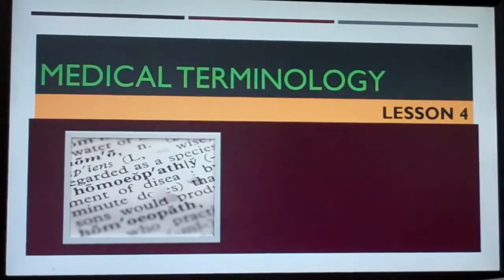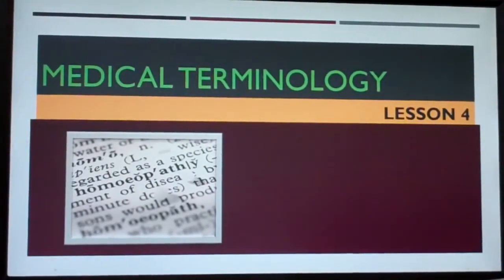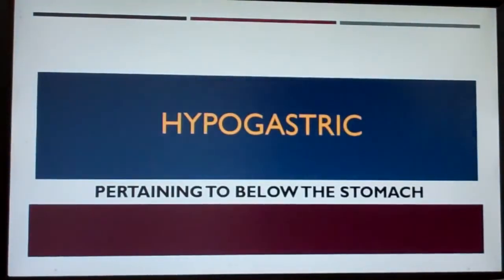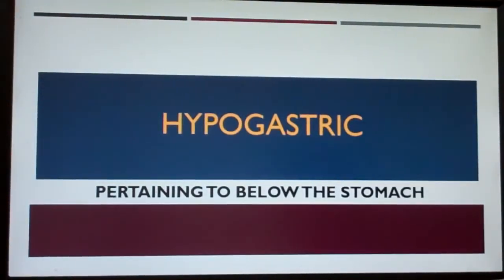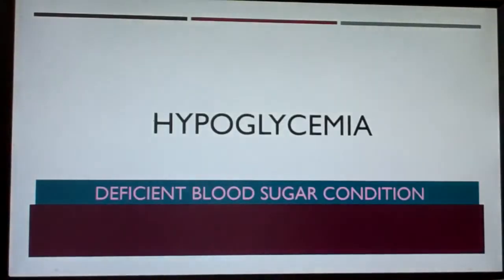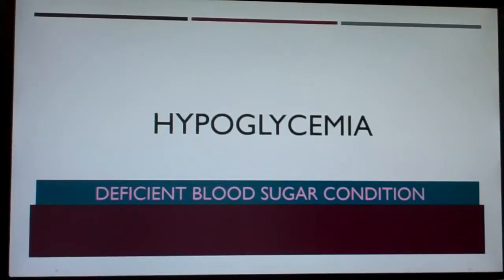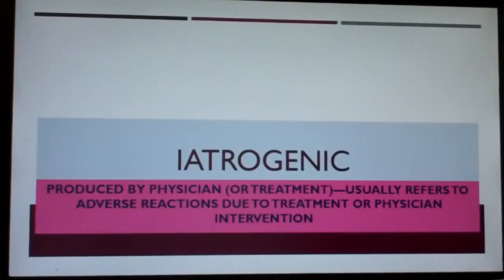Medical terminology, lesson 4. Hypogastric, pertaining to below the stomach. Hypoglycemia, deficient blood sugar condition. Iatrogenic, produced by physician or treatment, usually refers to adverse reactions due to treatment or physician intervention, rather.